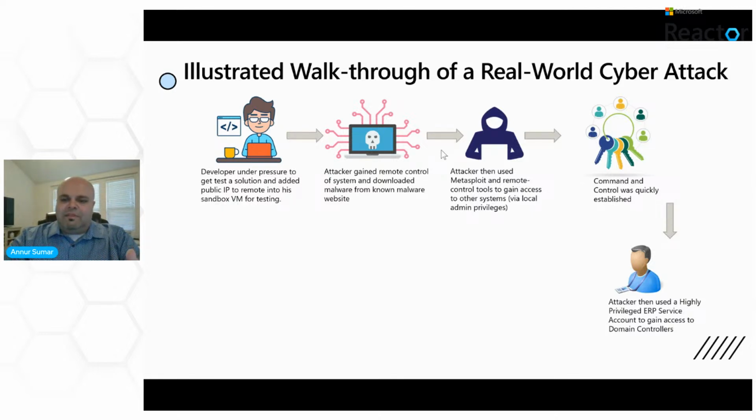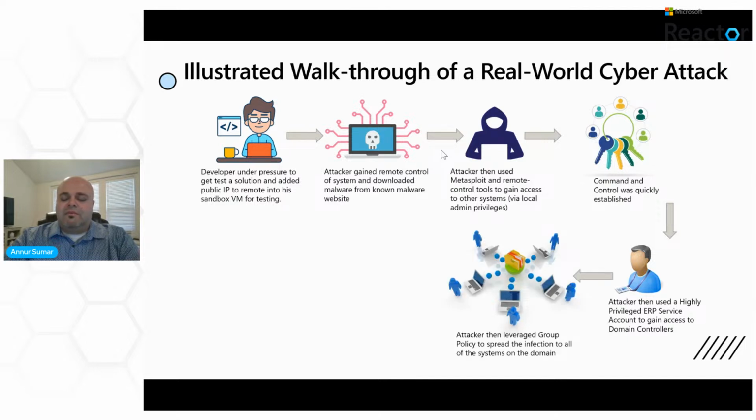So essentially, in the attack chain, the attacker used a highly privileged ERP service account, which also had specific domain controller access that they were able to gain control of. The attacker then elevated themselves to the domain admins group, removed all the other domain admins, kept themselves in, and created a couple of backdoor accounts. The attacker then used group policy to spread the infection to all the systems.